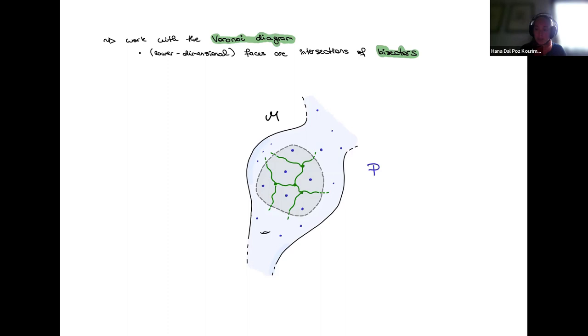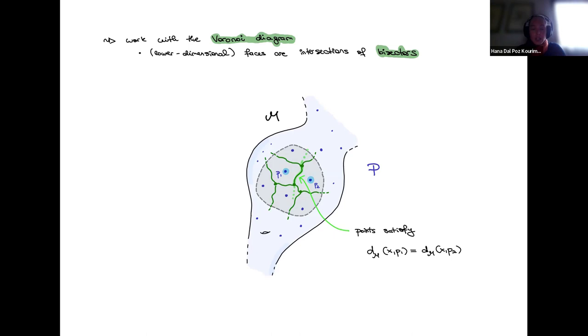Have a look at the picture and say we take two points from the point cloud. I'll call them P1 and P2. And then the bisector of these two points is the set of all points on the manifold that are equidistant from these two points. And you see that, for example, in this particular picture, there is one edge of the triangulation that will lie precisely on the bisector between P1 and P2.